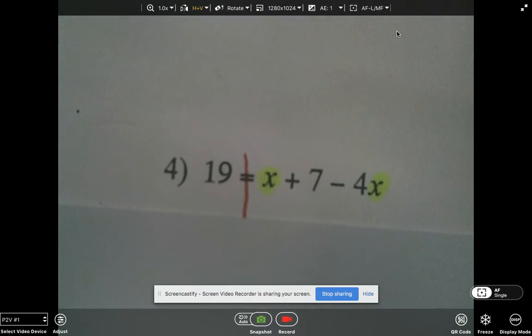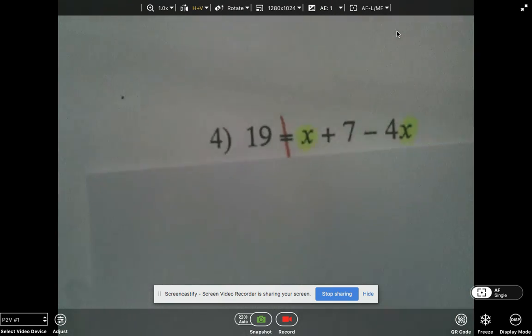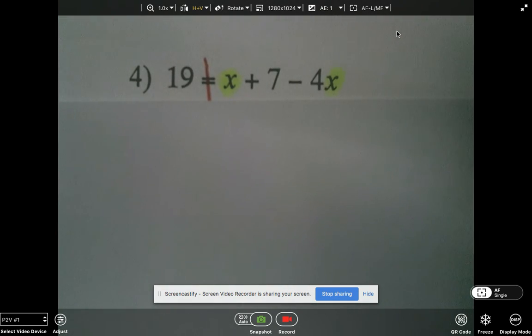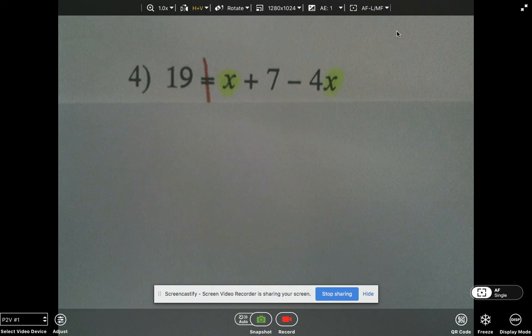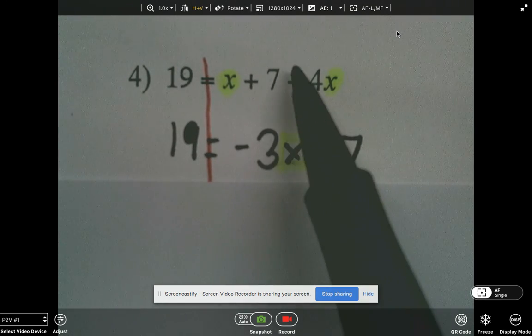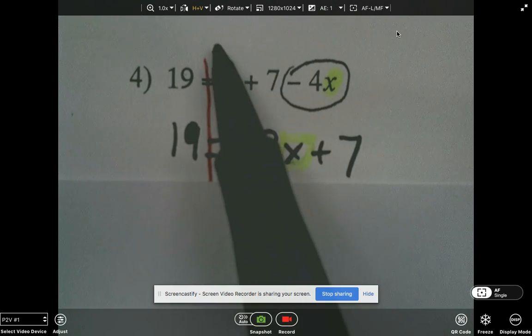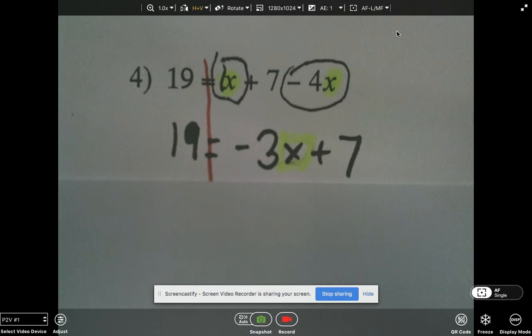All right, let's look at number 4. So number 4 is the first time that we have to combine like terms first. So we can see there's 2 x's highlighted. So who wants to combine the like terms for me? Hopefully you said negative 3x plus 7. Again, you're going to see this as a negative 4x and a positive 1x, like that.